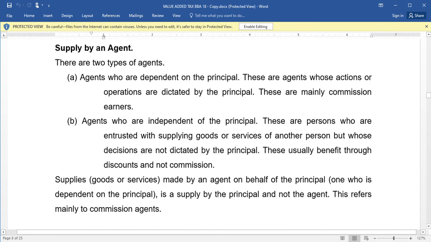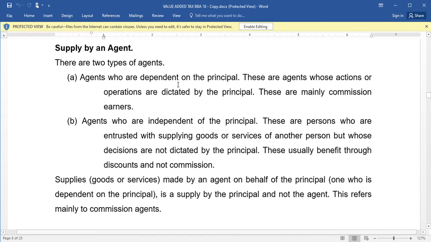Then let's look at supply by an agent. We have two types of agents, the dependent and the independent agent. Agents who are dependent on the principal are agents whose actions or operations are dictated by the principal. They are mainly commission earners. If you sell something and you get money, you earn a commission from the amount of money that you made. They earn a commission from what they sell or what they supply.